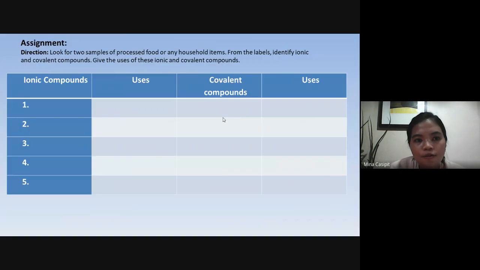Okay, so for your assignment, we're going to write 5 ionic compounds and 5 covalent compounds. Also, write their uses. Again, for your assignment, write 5 ionic compounds and 5 covalent compounds with their uses or importance in everyday life.